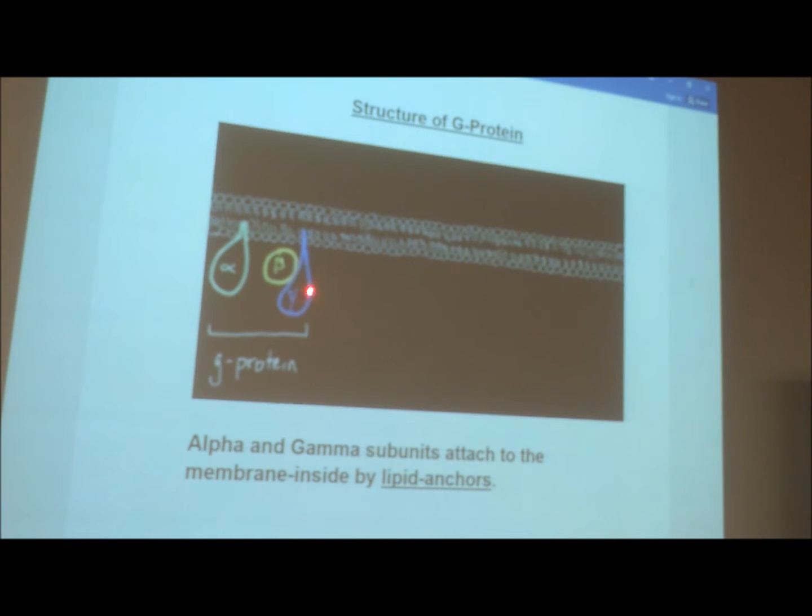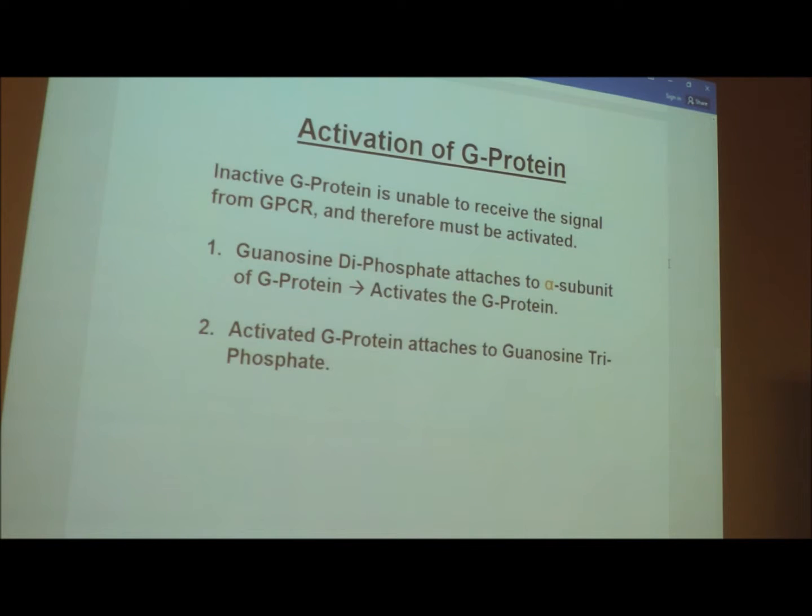And that just happens to be the 3D structure of different subunits. Particular portions that are attached to the inside of the cell membrane are the portions called lipid anchors. Now, G protein is generally in its inactive form. It needs to be activated in order for it to be functional. The activation takes place in 2 steps. Guanosine diphosphate attaches to the alpha subunit of the G protein. The second step is, activated G protein then attaches itself to guanosine triphosphate.